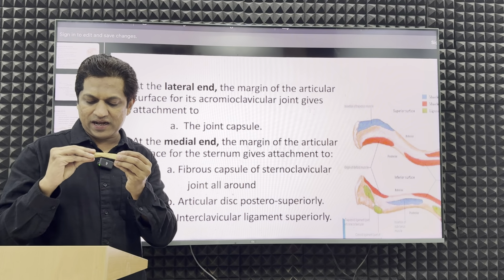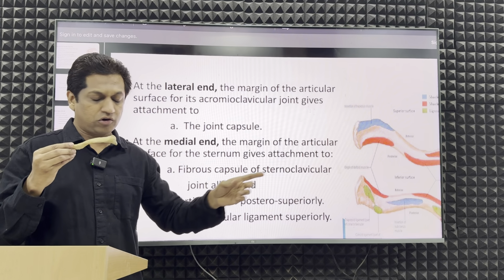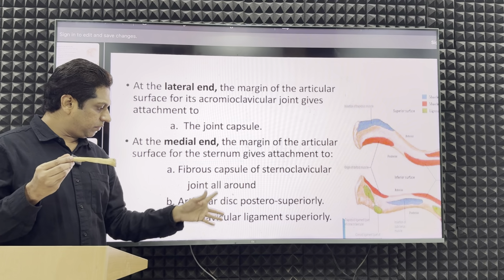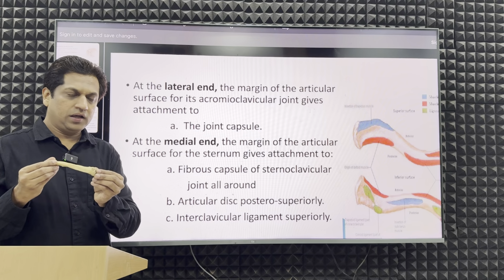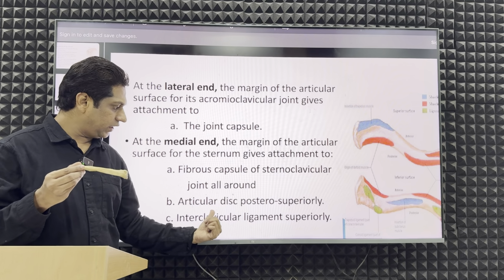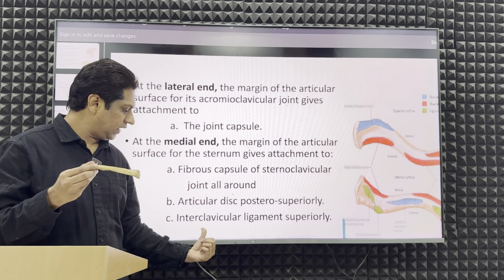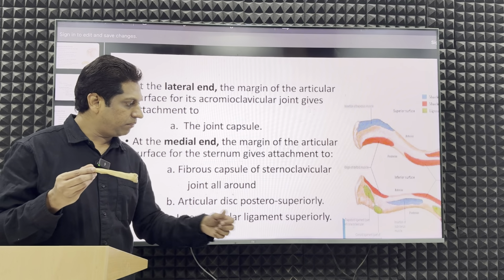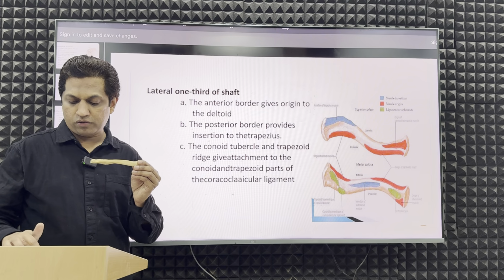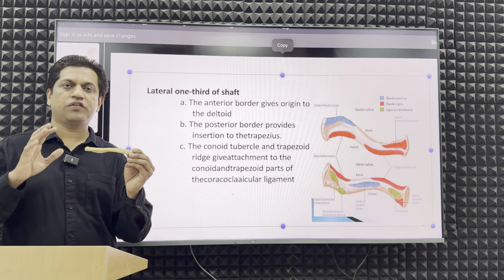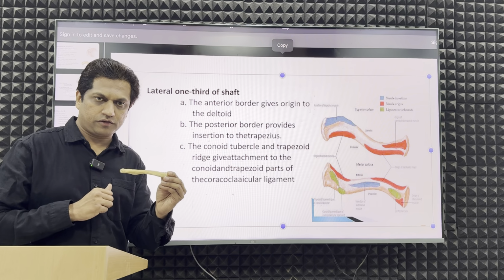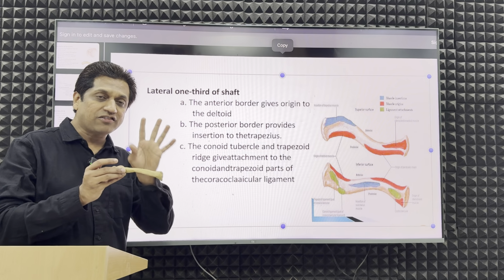So, the lateral end articulates to form the acromioclavicular joint, and it basically has a joint capsule. At the medial end, you need to remember three important ligaments: one is the fibrous capsule of the sternoclavicular joint, then the articular disc, and the interclavicular ligament superiorly. Now, the next important thing is about the muscles, the most important thing which is asked in the exams, the attachments to this bone, okay.